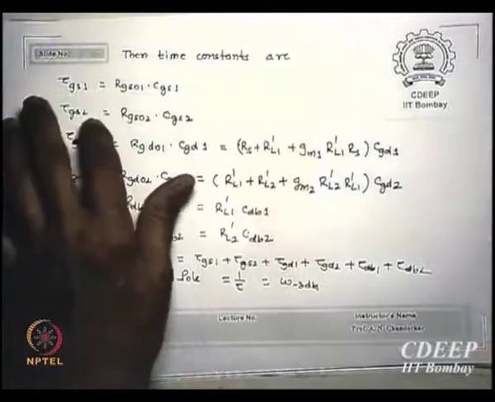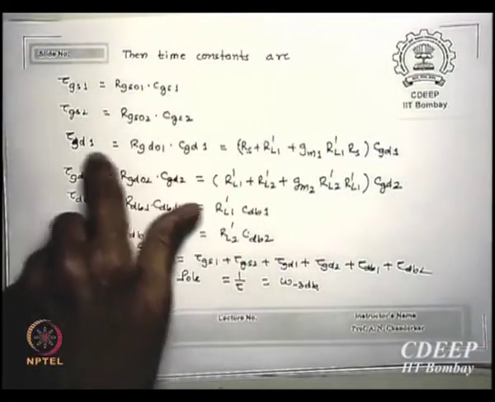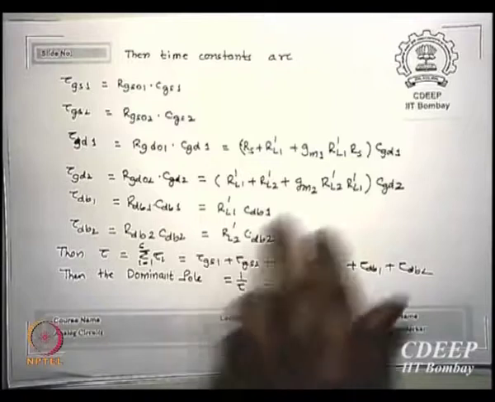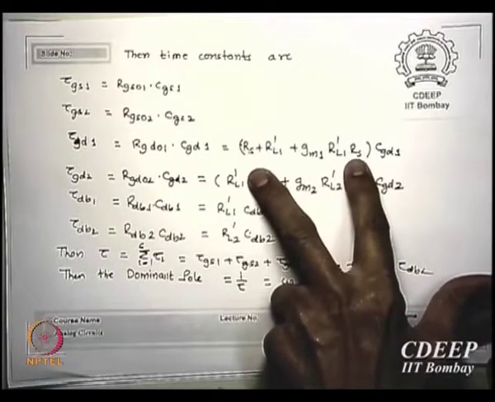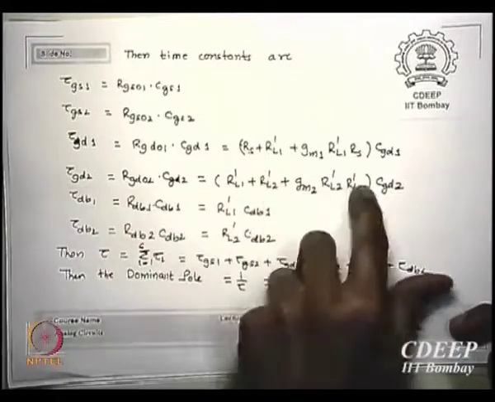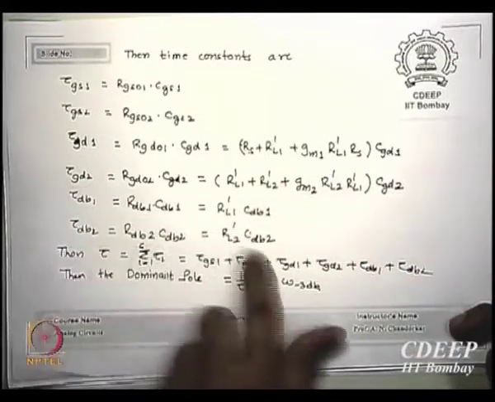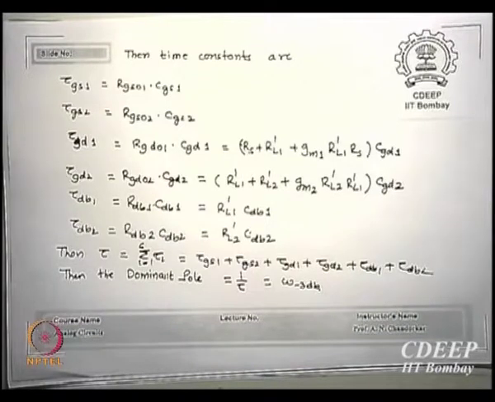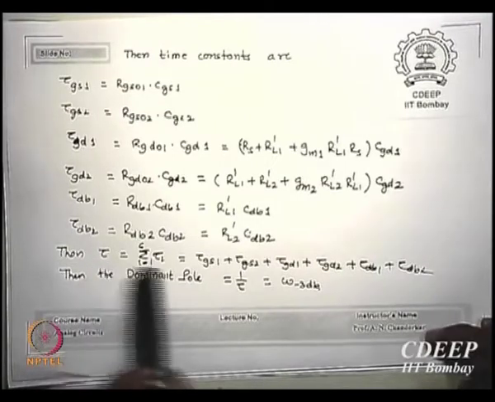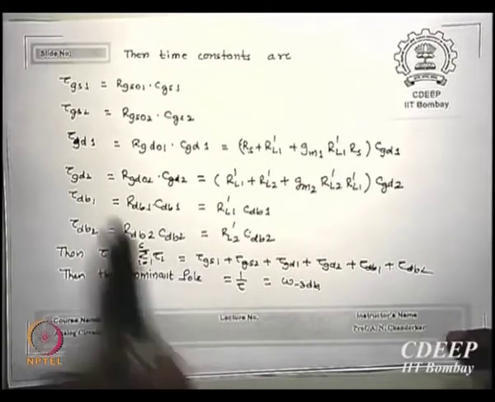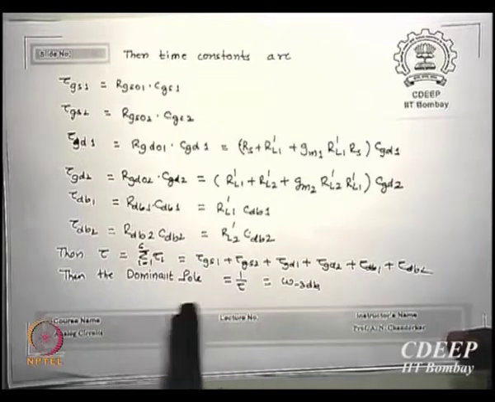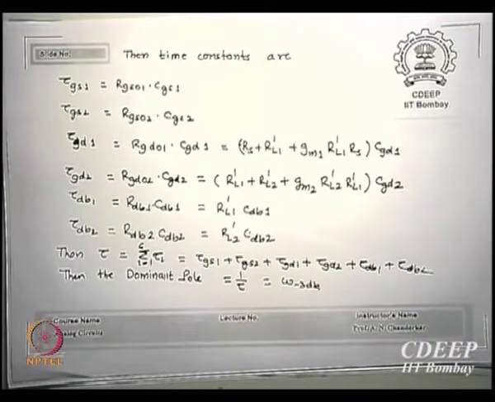RGSO1 is TGS1, TGS2 is RGSO2, CGS2, CGD1, RGDO1, CGD1. The only thing is this one is long, because that is the only place where the value is large enough. CGD2 is this, CDB1 is this, CDB2 is this, and then by our assumption of zero value transfer function theory, one can say the net tau is the sum of all these taus, and the dominant pole is 1 upon tau.